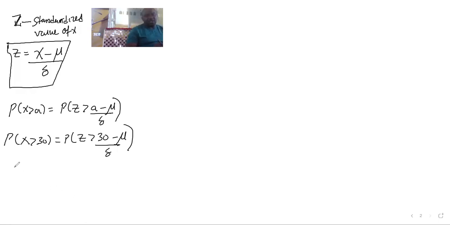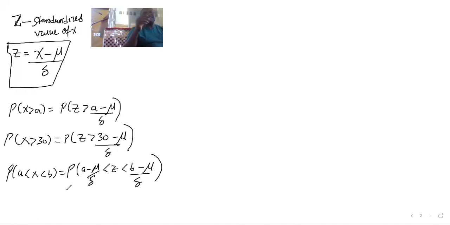If I have two values, probability of A less than X less than B, then I can standardize both sides and say it is A minus mu over sigma is less than Z less than B minus mu over sigma. Then it will give you a range of values which lies still within negative 3 and positive 3. I don't know whether that makes better sense. Yes, teacher. Thank you.